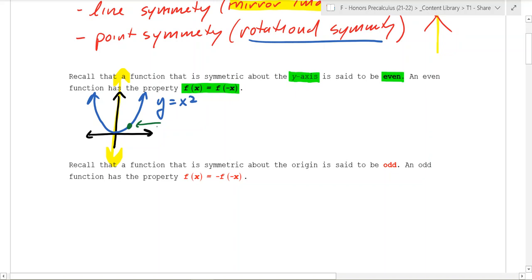So when you plug in negative x, here's an example point. This doesn't prove it, but an example point, (1, 1). It's also (-1, 1). When you plug in 1, you get out 1, and when you plug in negative 1, you get out 1 as well. It doesn't matter if the input is negative, you get the same output.